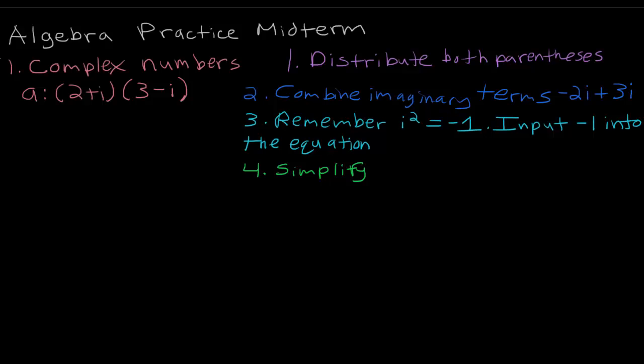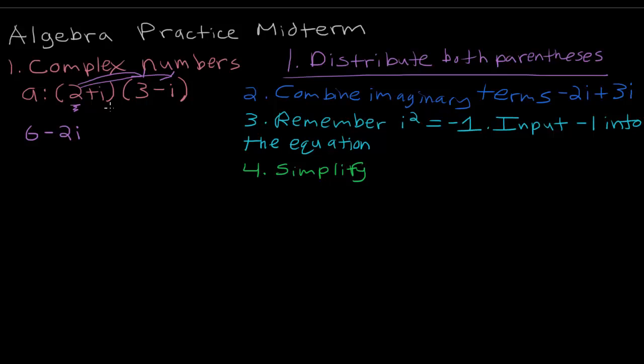Okay, the first step we want to do is distribute the parentheses. So we start with the first term, 2. We multiply 2 times 3 and then 2 times negative i. So 2 times 3 is 6. 2 times negative i is minus 2i.